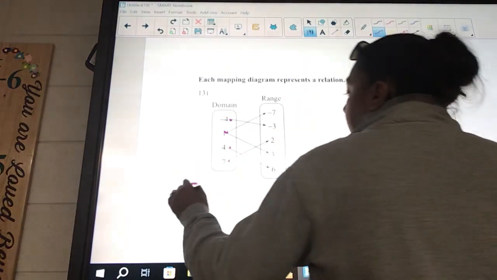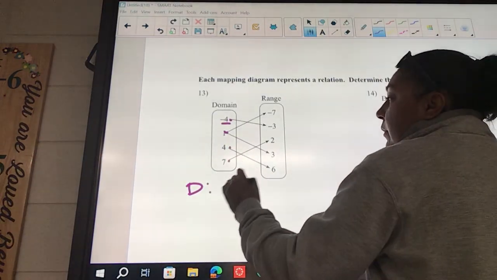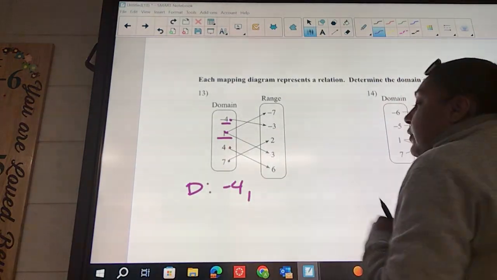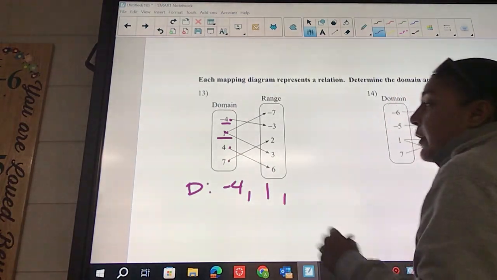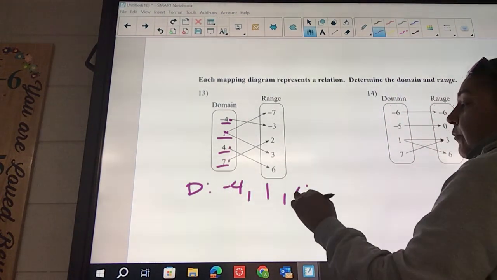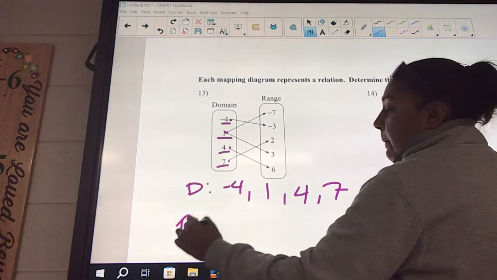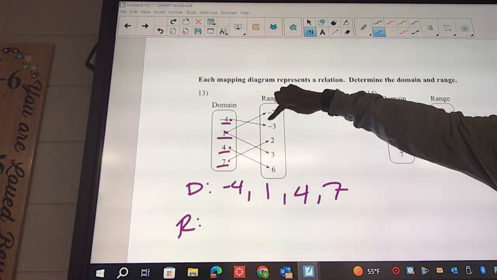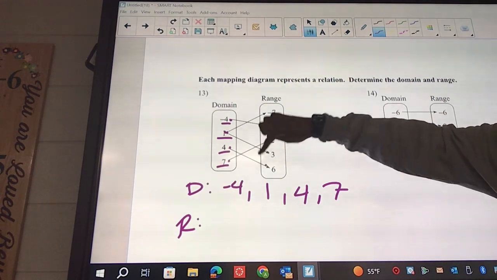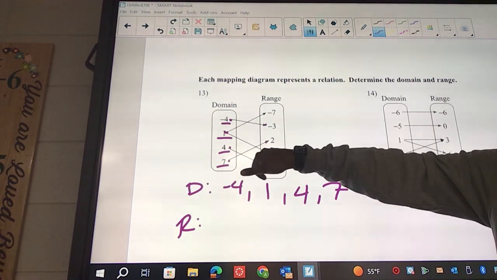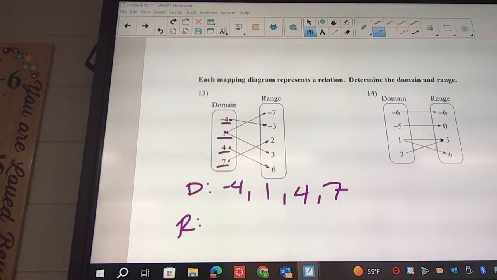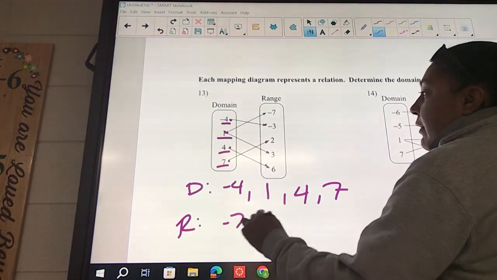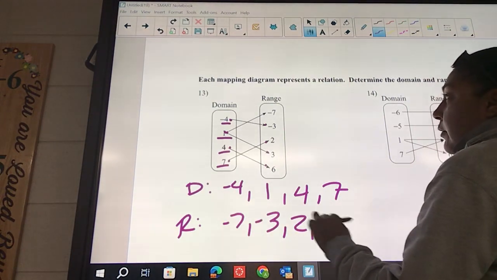The domain is going to be negative 4, 1, even though there's 2 arrows coming from it, we only write it down 1 time. Okay, 4 and 7. The range, we just needed to double check. This one has an arrow, this has an arrow, arrow. If the 3 was up there and it doesn't have an arrow, then we can't write it down. That means nothing goes to the 3. So it's just on the list for nothing. Negative 7, negative 3, 2, 3, and 6.